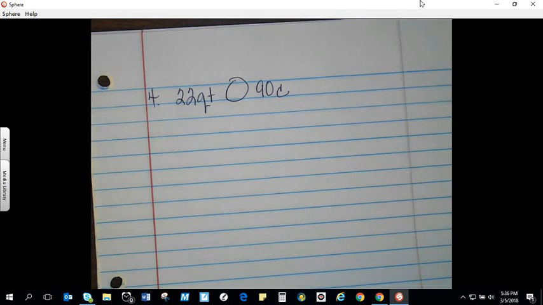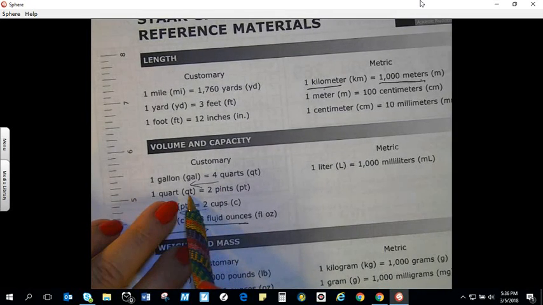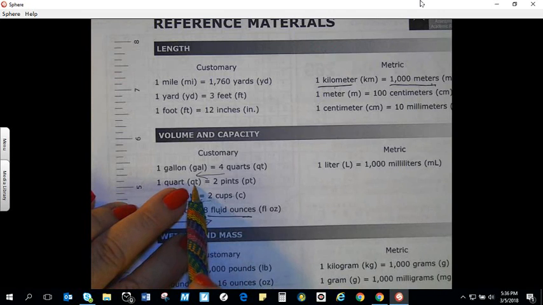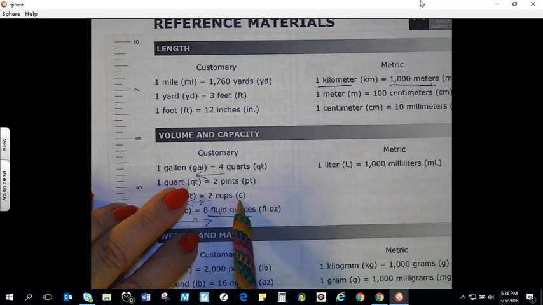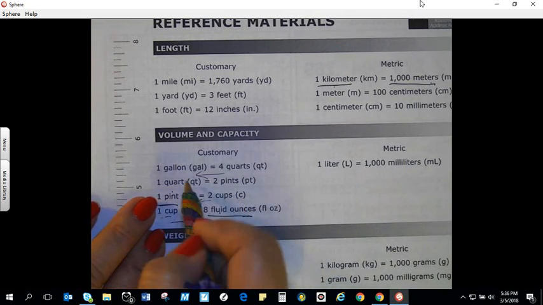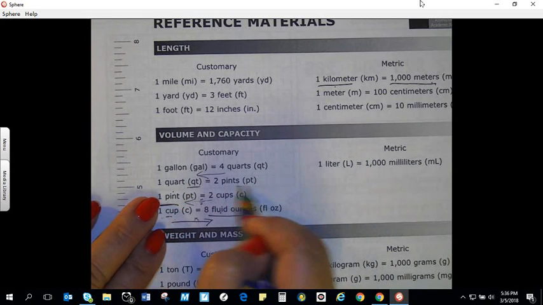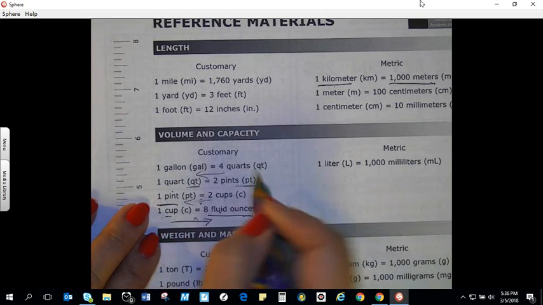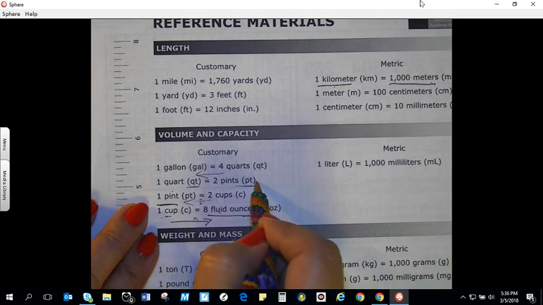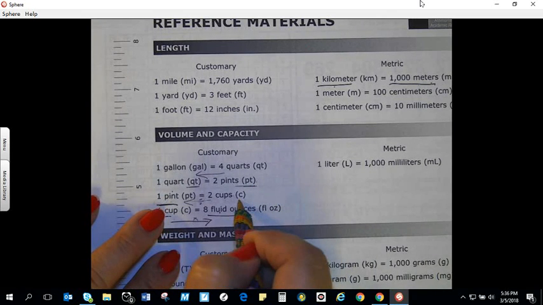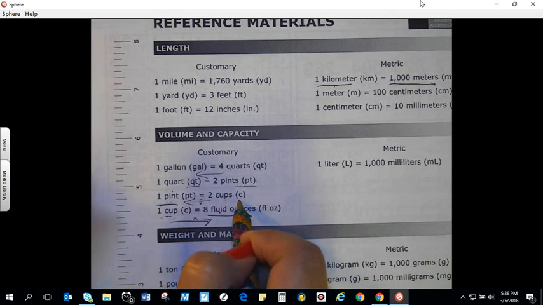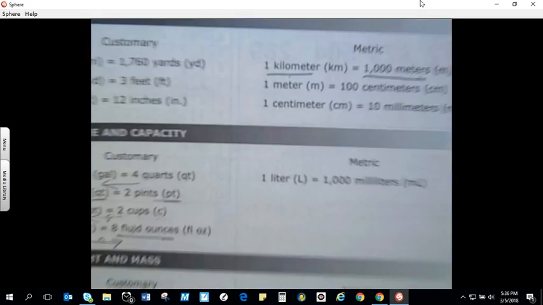Okay? All right. Now I'm coming over here, and I'm going to my quarts, but look at what we have here. The cups is down here. So I need to go quarts to pints, just like we're reading from left to right, then pints to cups. So let's look at the first one.